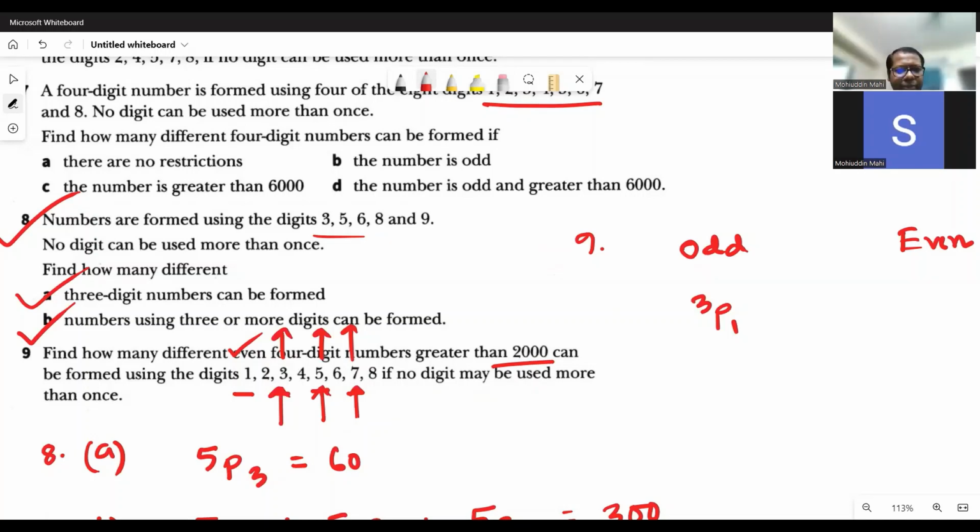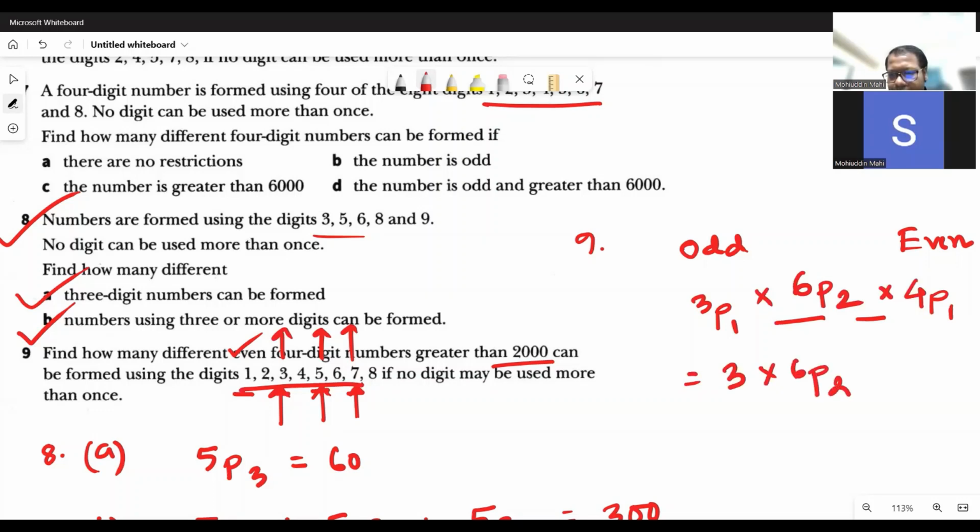Now even, how many even numbers are there? There are 4 even numbers. From the 4 even numbers, we can pick one in 4P1 ways. Now it has to be a 4-digit number. So 2 positions left. And how many digits left? 6 digits left, because we have used only 2, in the first position and in the last position. So the middle positions can be filled up in 6P2 ways. So the answer in this section will be 360.